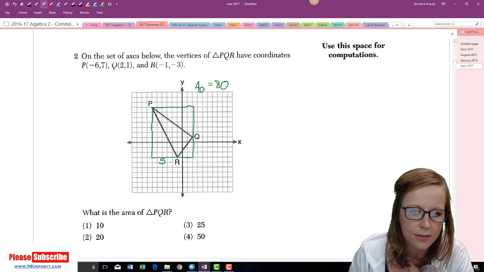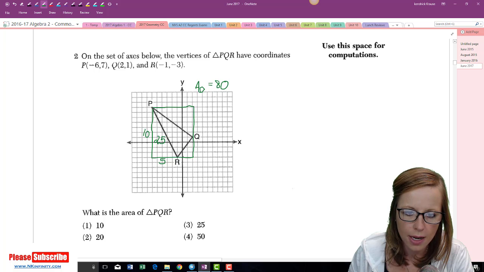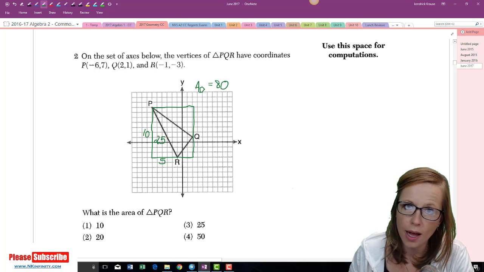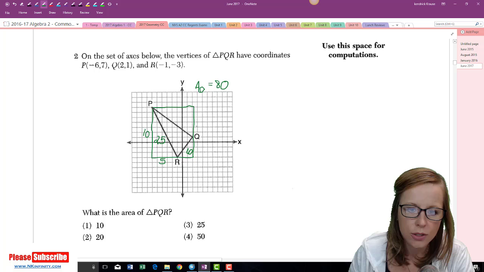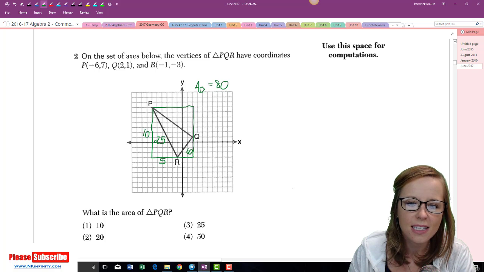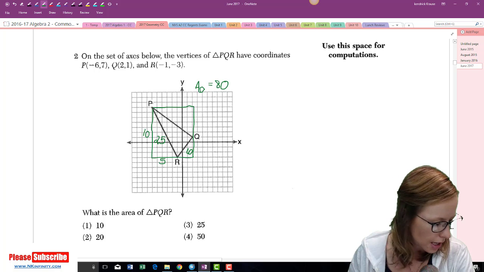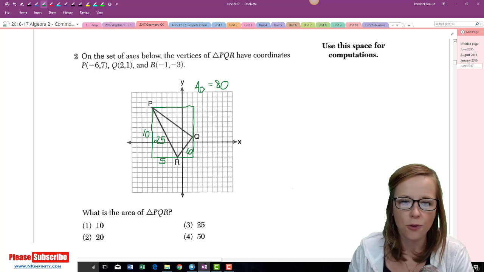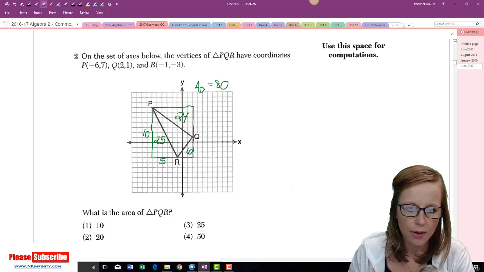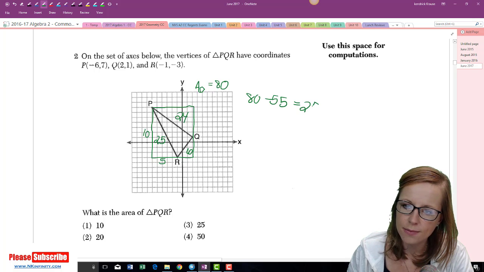So this triangle has a base of 5 and a height of 10. That would be 50, but half of 50 is 25. This little triangle down here on the right has sides 3 and 4, so 3 times 4 is 12, half of 12 is 6. And then this one is 6 by 8. 6 times 8 is 48, half of 48 is 24. So if I add up these three numbers, I get 55. So 80 minus 55 is 25.